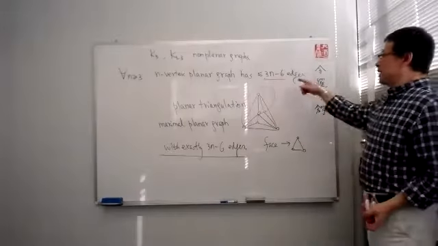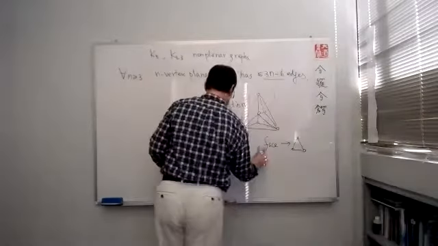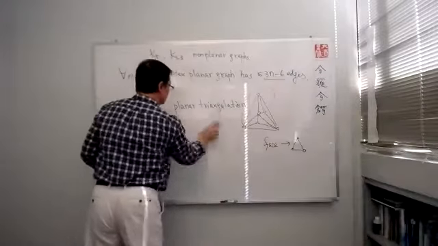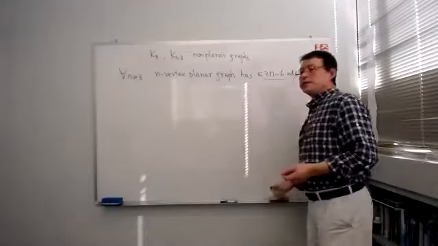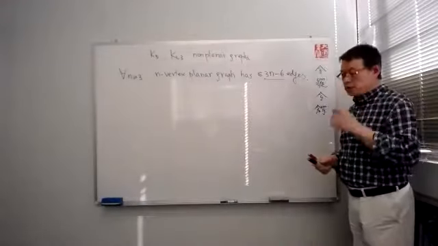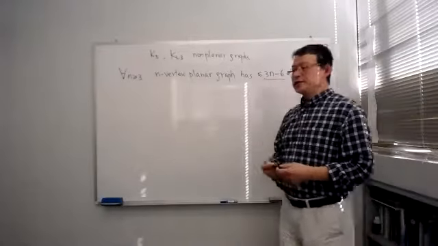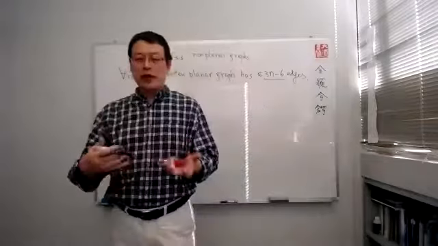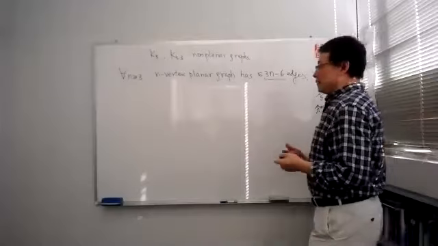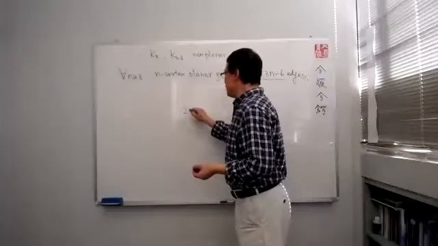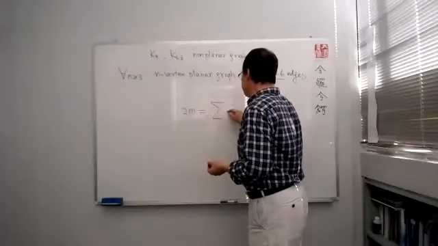Okay, so why is this the case? Why is the maximum number of edges 3n minus 6? The proof is extremely simple. Basically, use the handshaking theorem. So the degree sum equals twice the number of edges. Similarly, twice the number of edges equals the summation of face lengths.